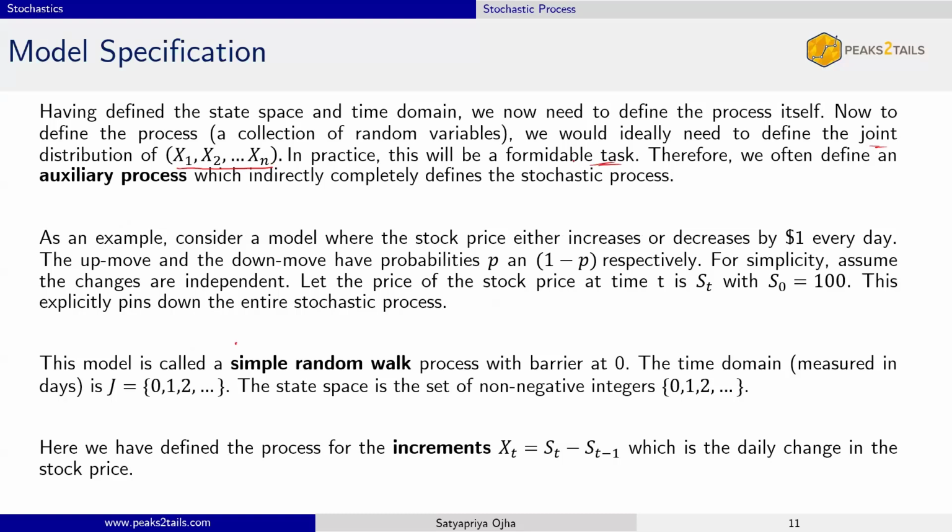It's a formidable task. So what we do in practice is we define a separate process, an auxiliary process or an intermediate process, which indirectly specifies the stochastic process. So we define another helping process, a helper stochastic process, which indirectly will completely specify the original stochastic process. So let's see how we do that.